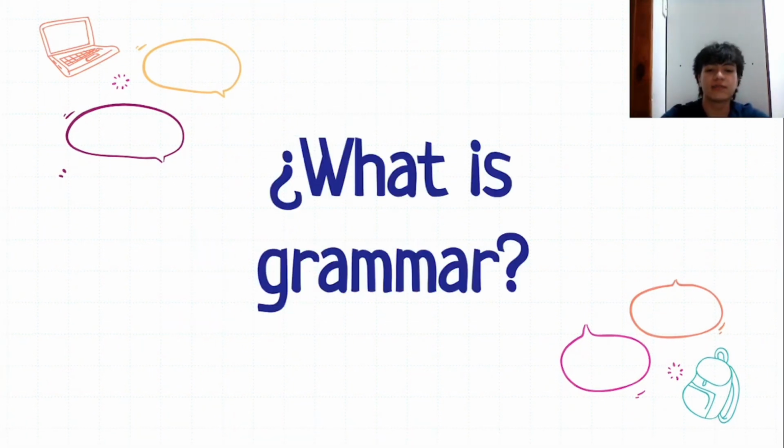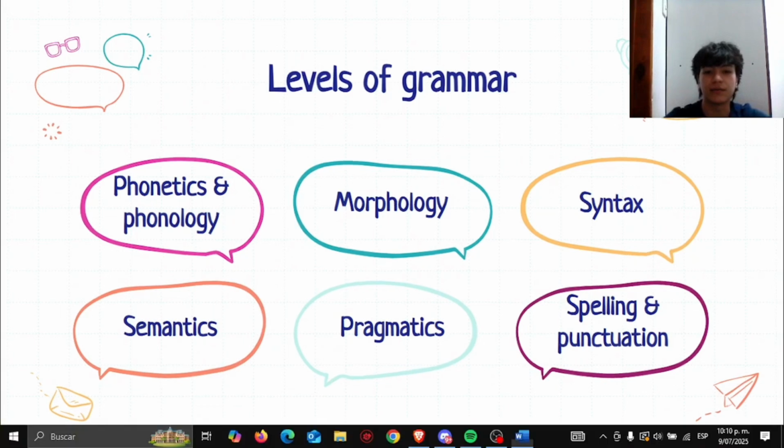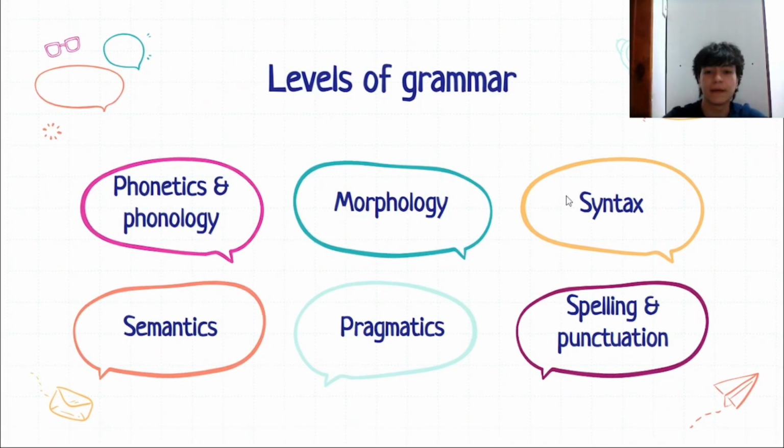First, what is grammar? Grammar is the complete system of rules that organize and structure a language. Grammar can be divided into a lot of levels. First, we have phonetics and phonology. It is how words sound. Then we have morphology, which is how words are formed. For example, adding s for plurals or ed for past tense.